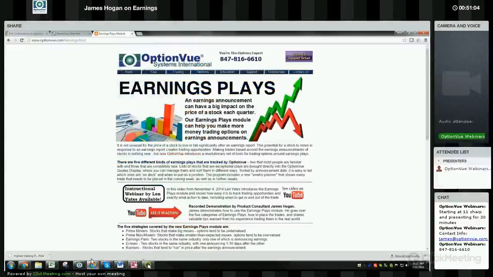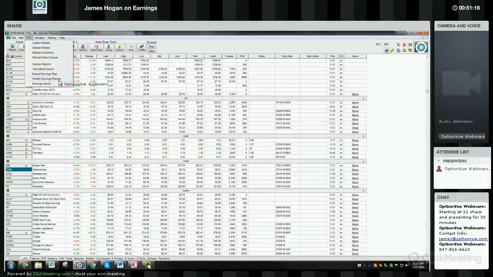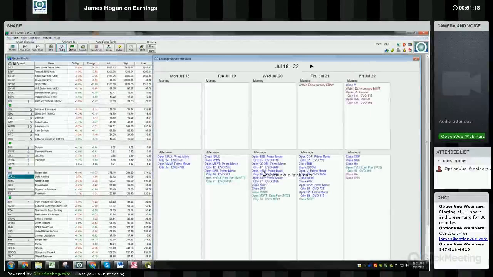Let's go back to OptionVue, and we'll take a look one more time at our earnings planner, the weekly planner. So we would have been putting this on yesterday afternoon, and we're still holding it. Usually you want to hold this till around 2 o'clock, 2:30. So I'm going to put this trade on as I would have yesterday afternoon, and walk you through how it worked out.